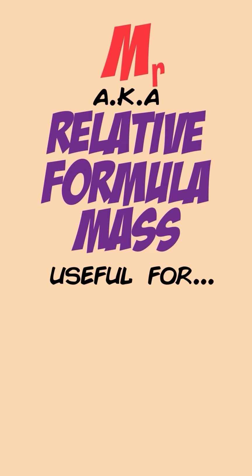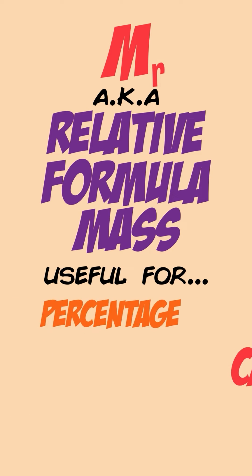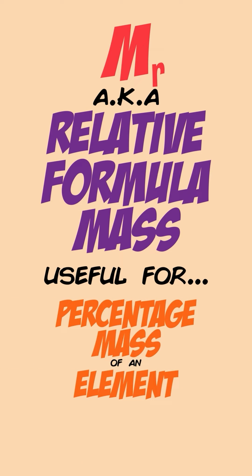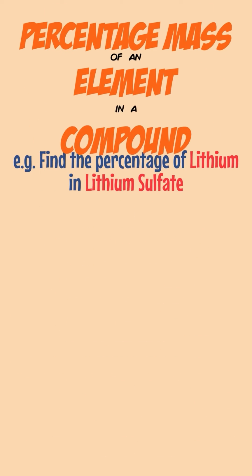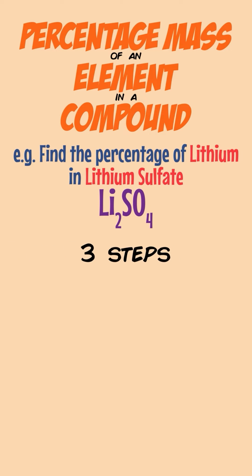Finding the MR is useful for several different chemistry calculations, and one of them is to find the percentage mass of a particular element in a compound. So for example, let's say we wanted to find the percentage mass of lithium in lithium sulfate, which is Li2SO4. There are 3 steps you need to follow in order to do this.